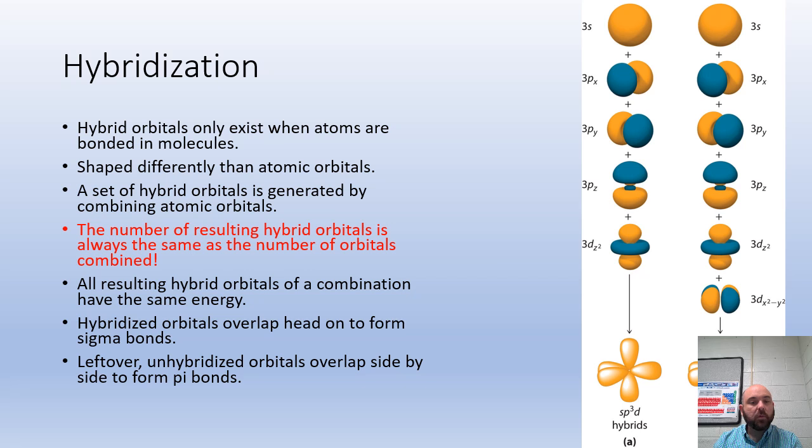Hybridized orbitals always overlap head-on to form sigma bonds, and leftover unhybridized orbitals overlap side by side to form pi bonds.